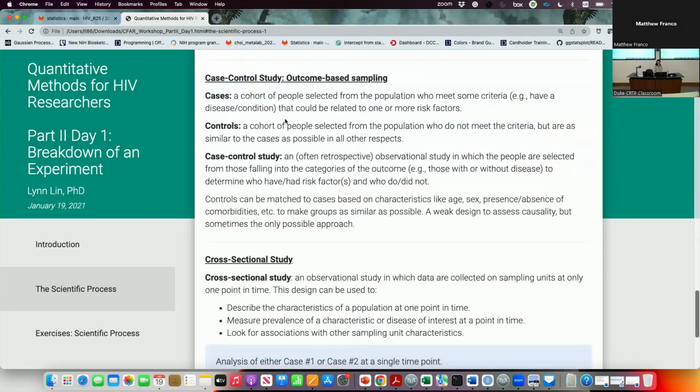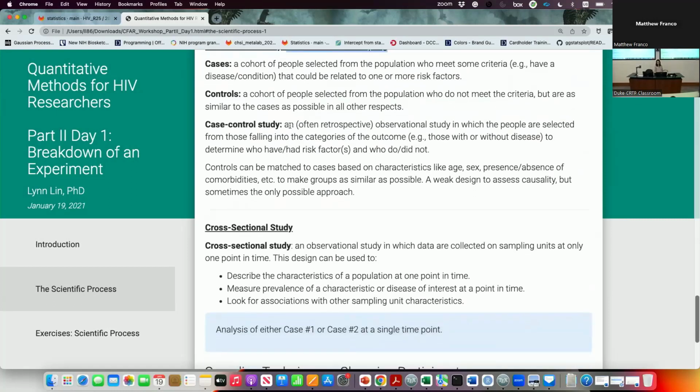So another one is the case control study. Well, the case control study is outcome-based sampling, in the sense that, from this name, the explanation is outcome-based study, meaning that you have to have the outcome first, right? So that means this is retrospective or prospective? Retrospective, yes, because you already know the outcome. That means it's already happened, right? You are just collecting data.